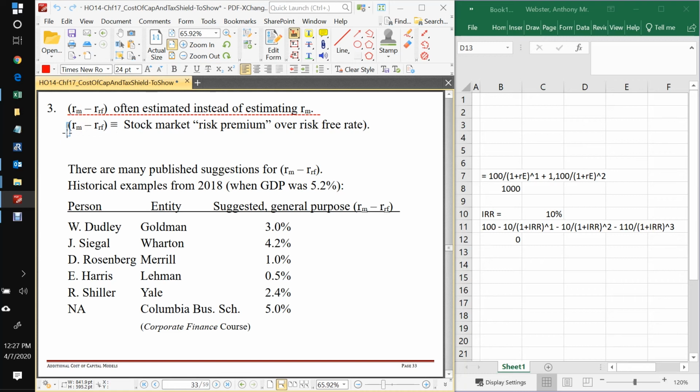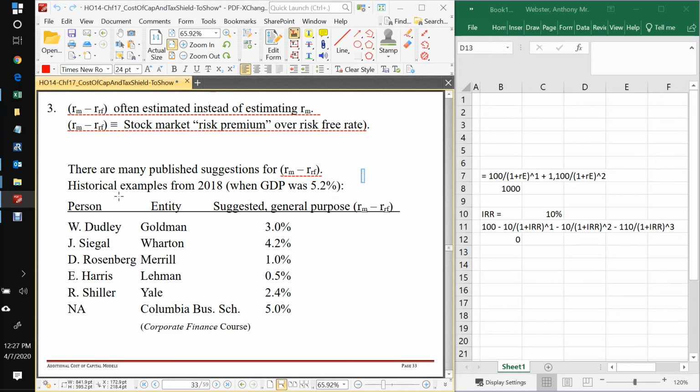So this is important because this is called the stock market risk premium over the risk-free rate, okay? And because so many people use this instead of computing this individually and subtracting, it's good to know what people think of it and how they use it. So a lot of people have estimated this risk premium of the stock market over the risk-free rate.